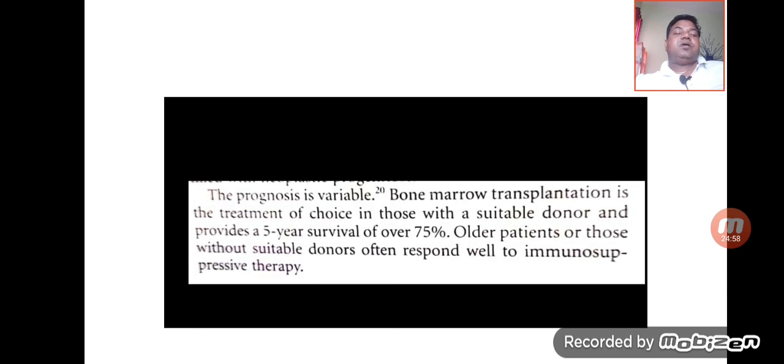It provides 5-year survival for more than 75% of cases. Older patients or those without suitable donors often respond well to immunosuppressive therapy. So this is how we can manage this condition. Bone marrow transplantation is one of the important steps.